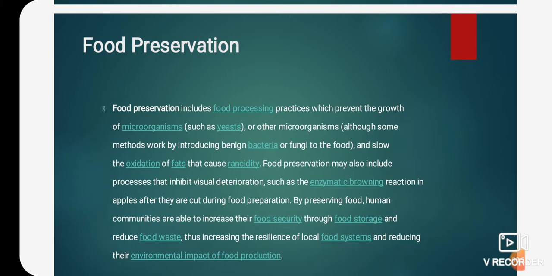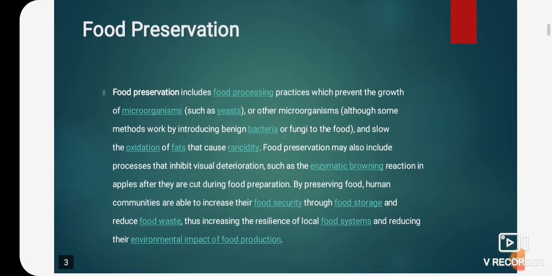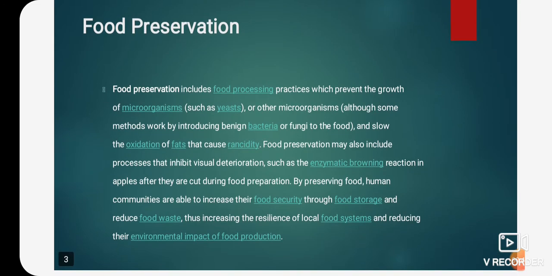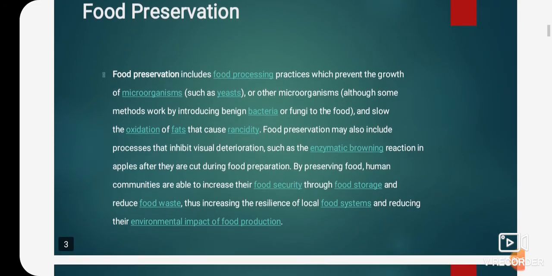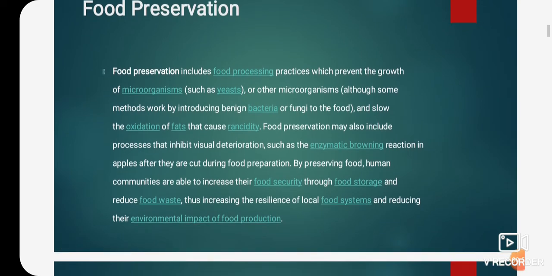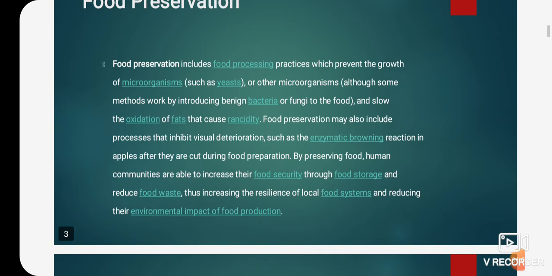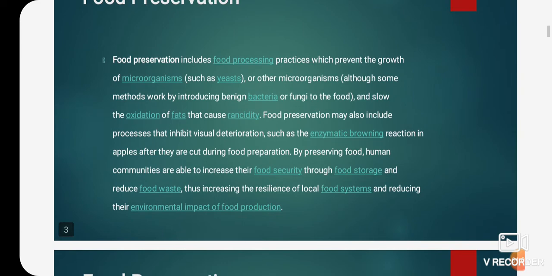So, food preservation includes food processing practices which prevent the growth of microorganisms such as yeasts or other microorganisms. Although some methods work by introducing benign bacteria or fungi to the food and slow the oxidation of fats that cause rancidity. Food preservation may also include processes that inhibit visual deterioration, such as the enzymatic browning reaction in apples after they are cut during food preparation.